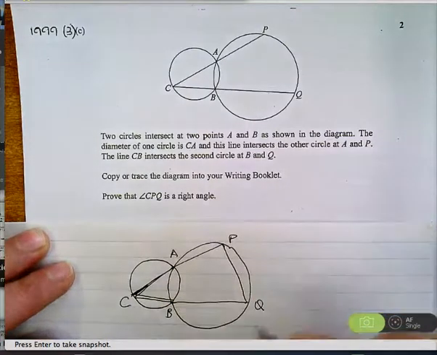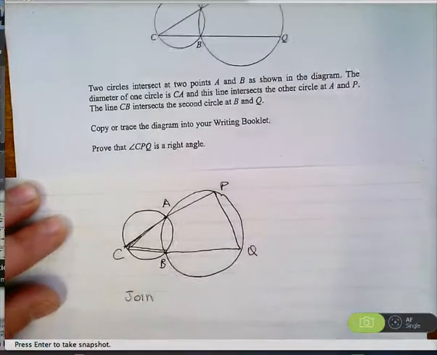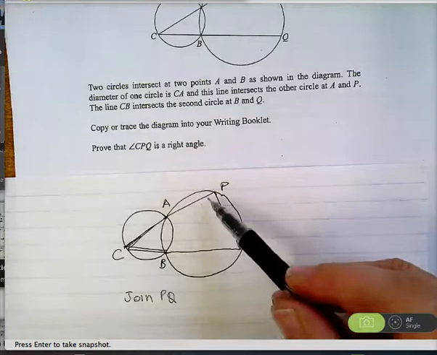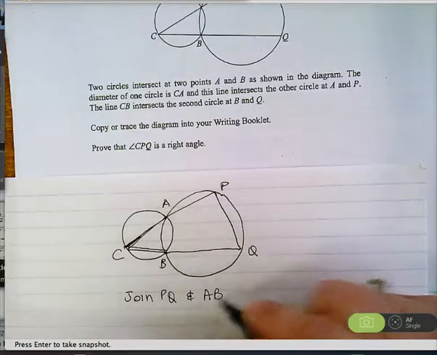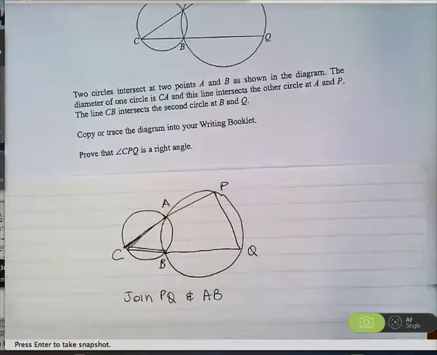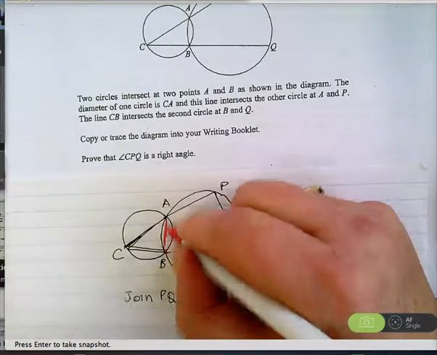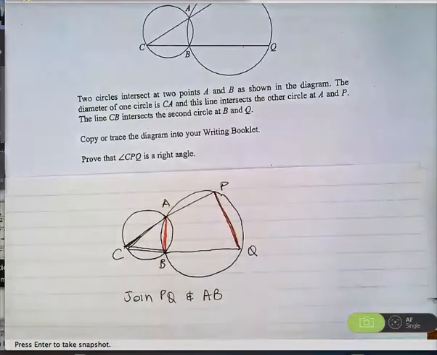It would be a good idea to join it. So I'd start by saying join PQ, okay? Now you have to prove that this angle up here is a right angle. I would also join AB as well. So we're going to join PQ and we're going to join AB. I've drawn in red what I've just joined, okay?